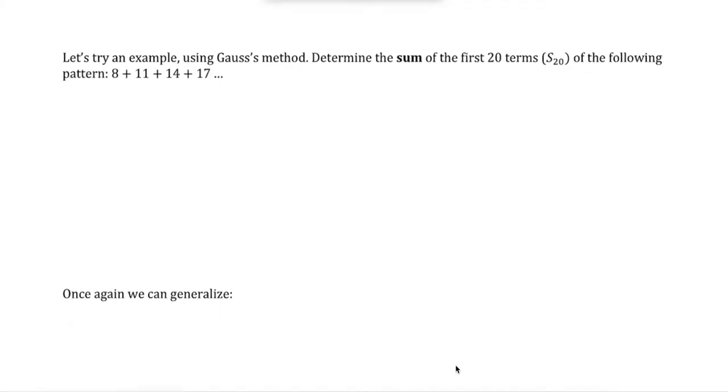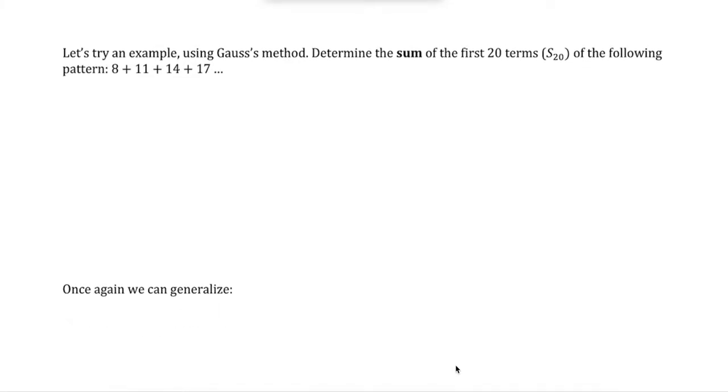Okay, last little bit. Let's just do a few examples. So let's try adding up using Gauss's method and finding the sum of the first 20 terms, or S20, of the following pattern. So 8 plus 11 plus 14 plus 17.